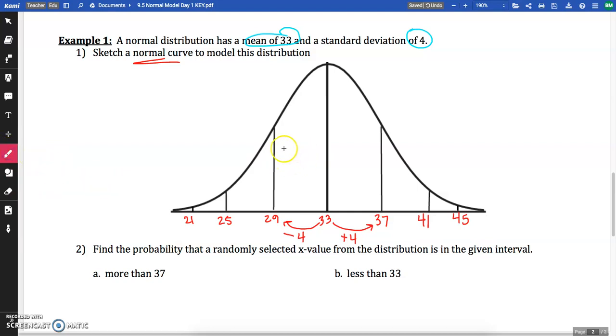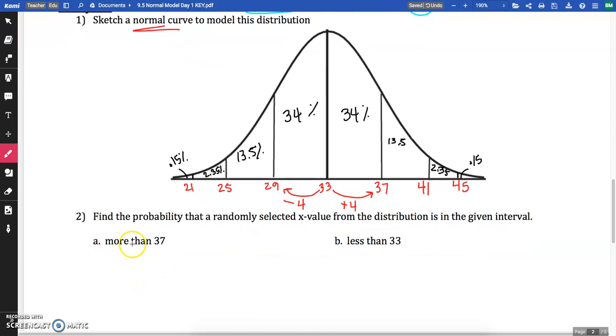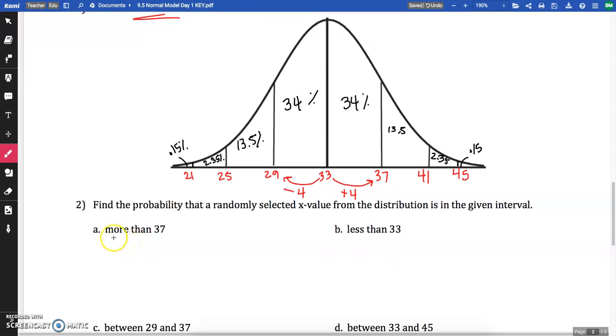So I'm just going to copy those down exactly. So I have 34 and 34. These are percentages. 13.5, 2.35, and then the little baby one is 0.15. Same thing over here. Having them written down makes it really easy when we do some calculations here in a moment, so you don't have to try to remember the value of each thing. You can just see it right there. So let's look at some problems now that we've labeled our normal curve.